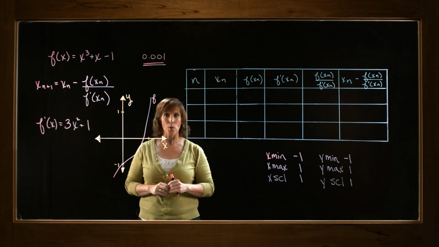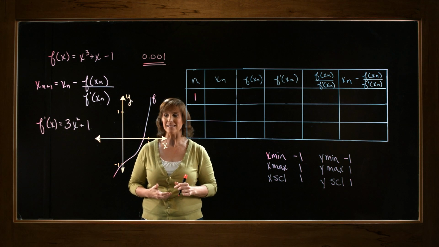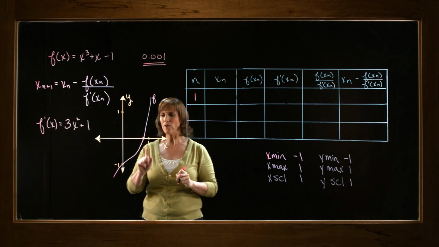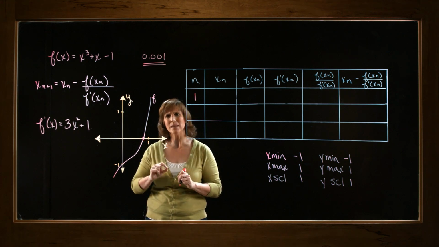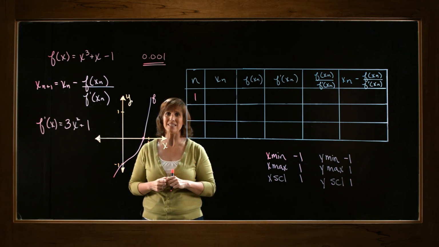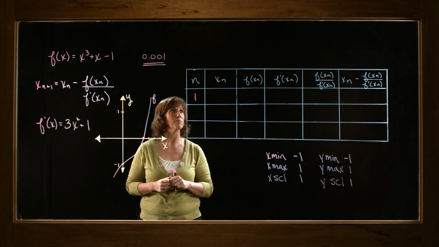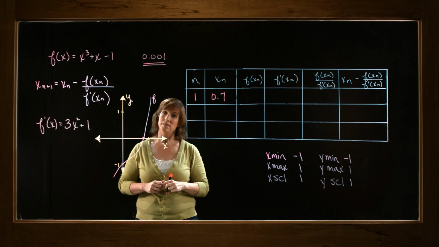All right, so where do I begin? Well, for my very first iteration, I have to start with a guess. So I'm going to look at my graph and notice that my graph crosses the axis right here, and that's a little bit less than 1. So I just have to take a guess. It looks like it's crossing at about 0.7. So for my first input, I'm going to use 0.7.